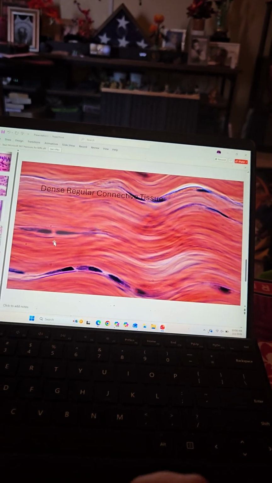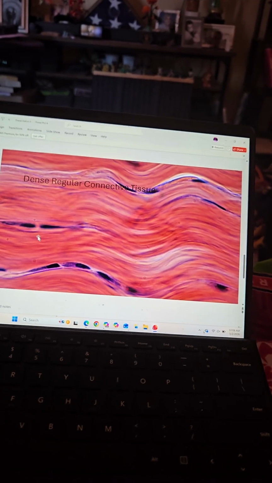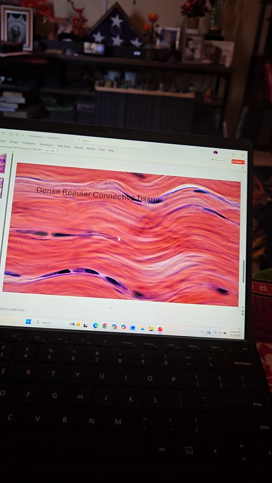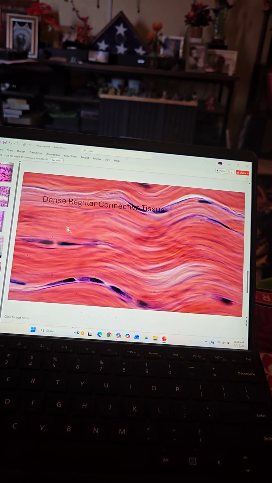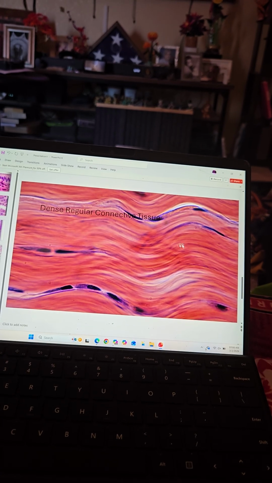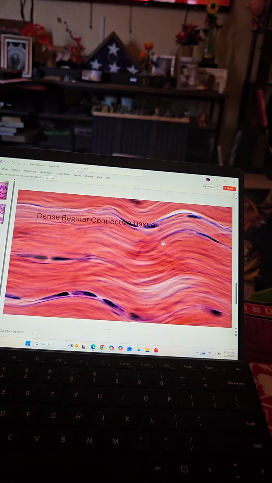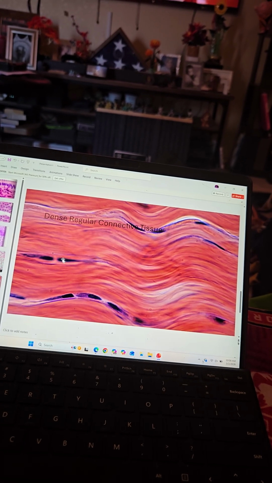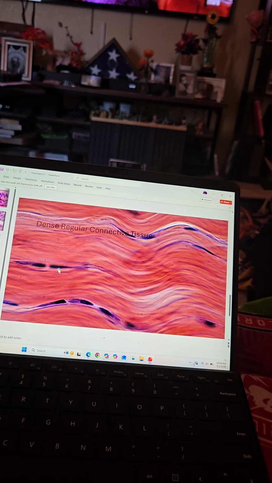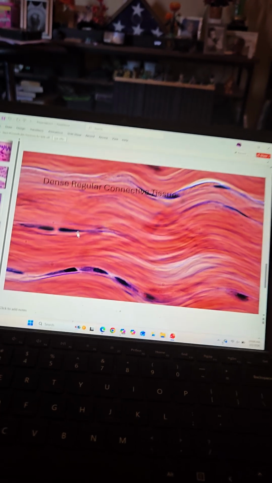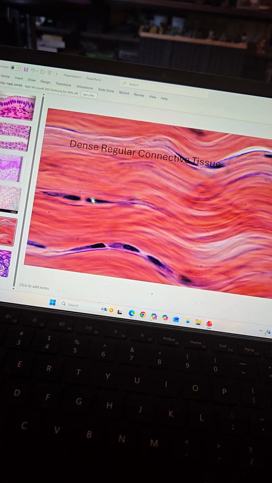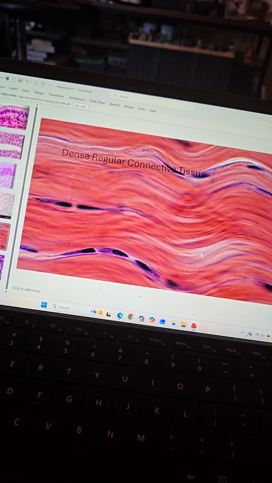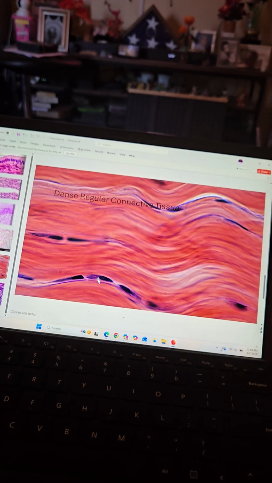Here we have dense, regular connective tissue. So this is densely packed. You can see how close together everything is. And they're parallel collagen fibers, which you're going to find right here. All of this. In between, you're going to see these ground substances. And then you're going to see the nuclei. So these are going to be the ground substances and then the nuclei.